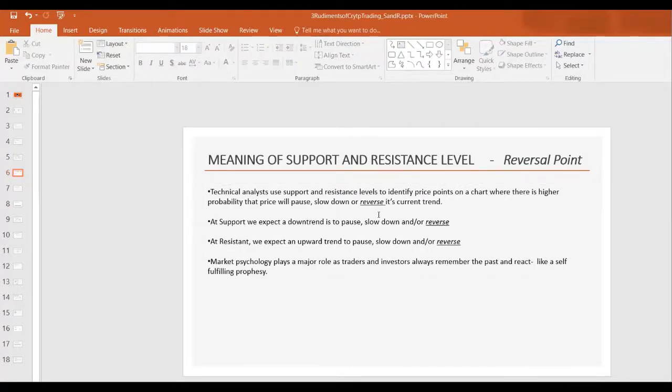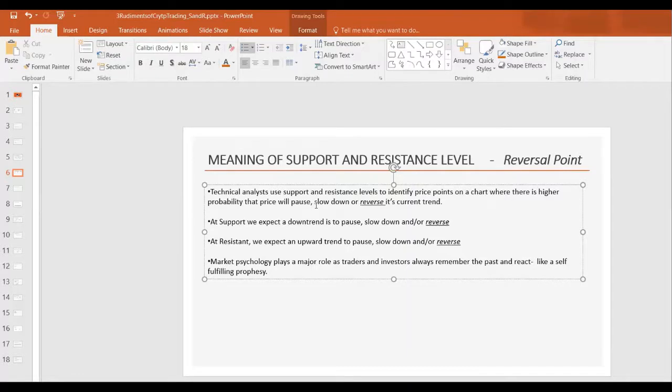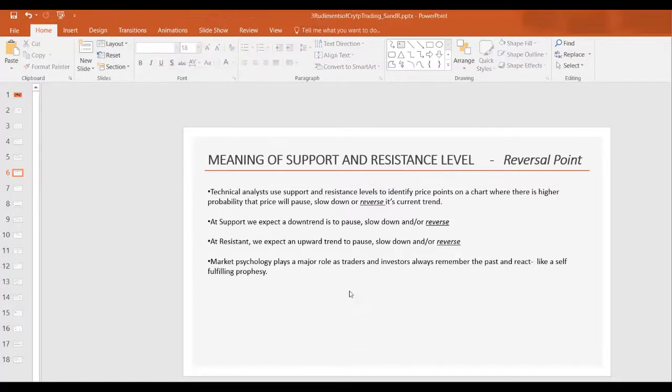Now, reversal point. Take note of something. Anytime price gets to that support or resistance line, it reverses. That's why we said technical analysts use support and resistance levels to identify price points on a chart where there is a higher probability that the price will pause, slow down or reverse its current trend. So when price gets to either of these two levels, most probably it is going to slow down or reverse.